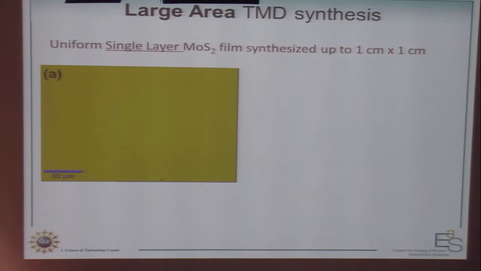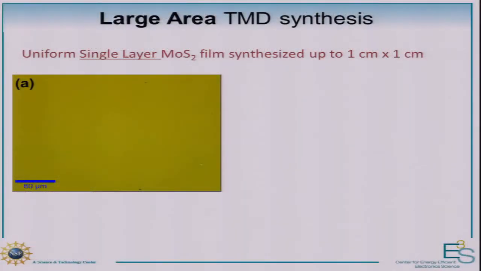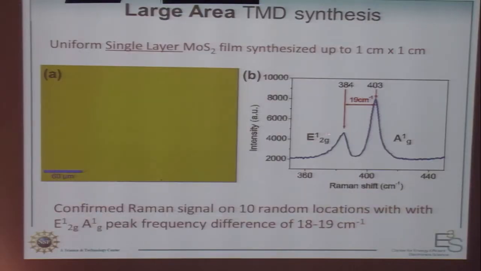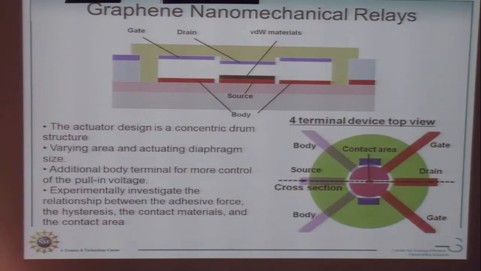Okay, we've successfully synthesized a large area molybdenum disulfide film up to a centimeter by centimeter in size. We've confirmed with Raman signals: E1 2g and A1g are the representative peaks of molybdenum disulfide. We saw that at random locations, we have a uniform monolayer film over the whole area.